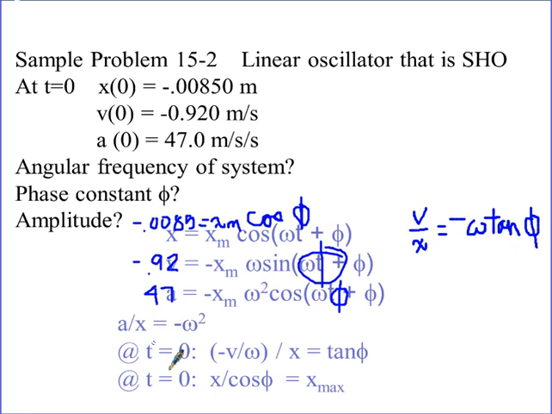And finally, to get the amplitude, now that I know the phase constant, I could put that in and take the cosine of it, and I could solve for x max. Isn't that tricky? I hope you agree.